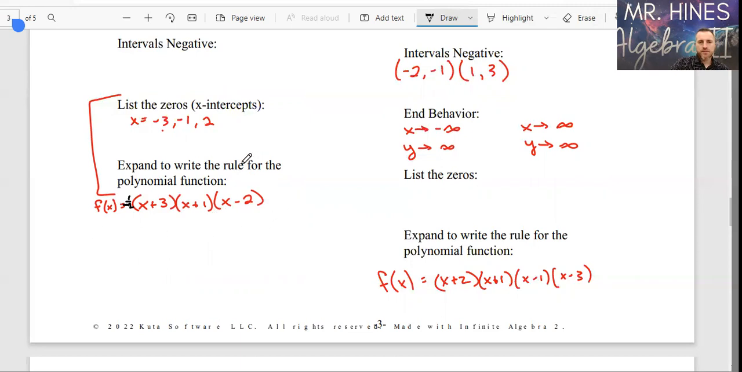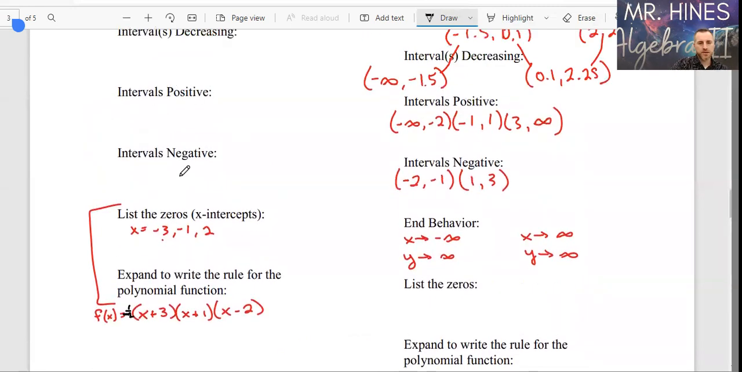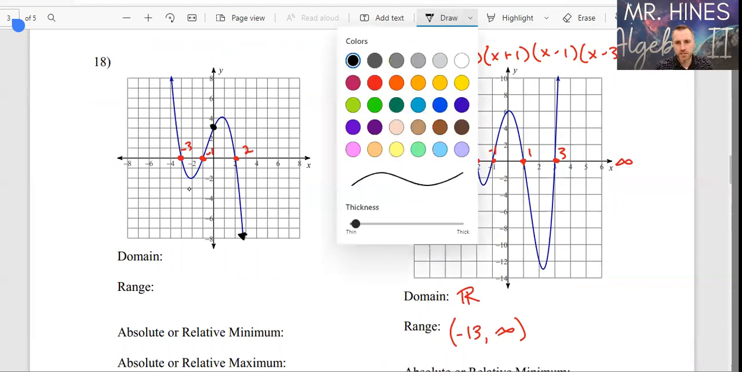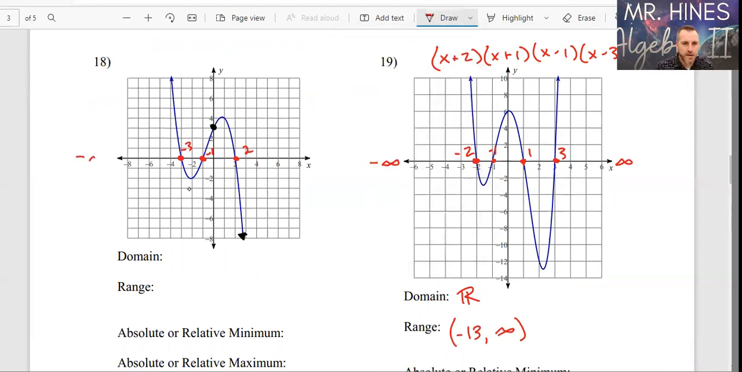So that's the function rule. The zeros are what I want to cue in on, because that helps us with the intervals positive and negative. So think about the x-axis as like all the pages in a book. They start at negative infinity and they end at positive infinity. And we want to know from negative infinity to positive infinity, where's the markers between positive intervals and negative.